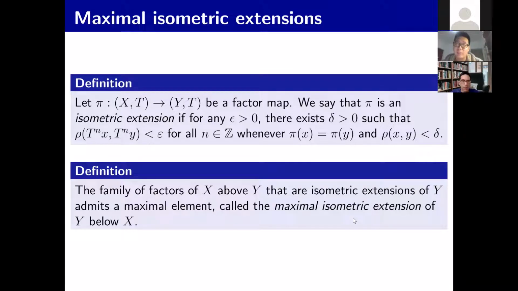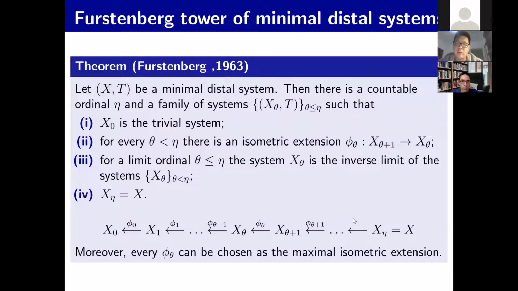So for the first part, we study the Furstenberg tower of a minimal nil system. In 1963, Furstenberg gave the following theorem about minimal distal systems. He proved that any minimal distal system is a transfinite composition of isometric extensions, and we call this sequence the Furstenberg tower.